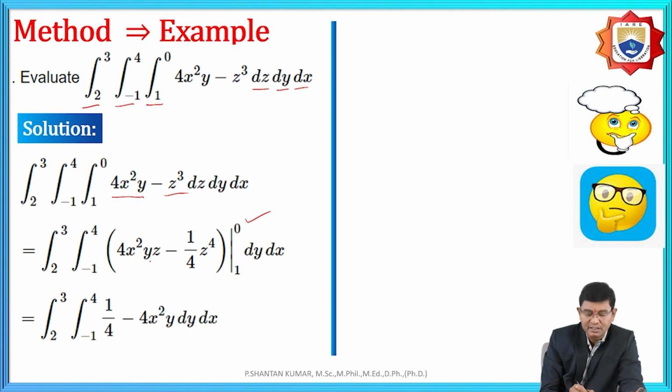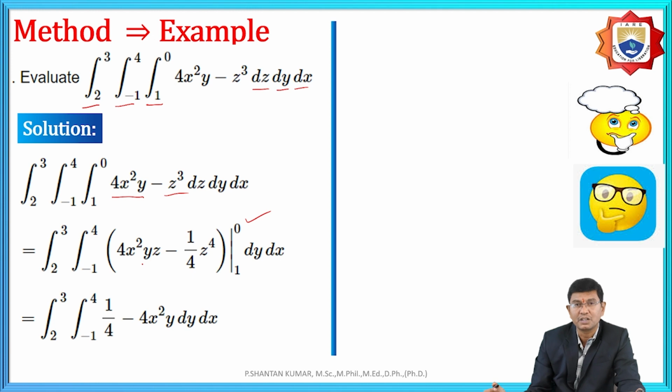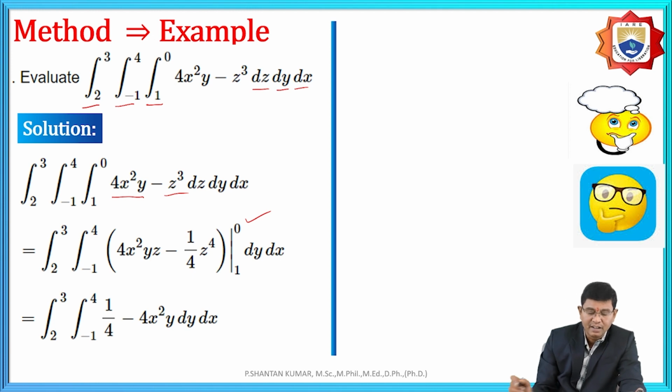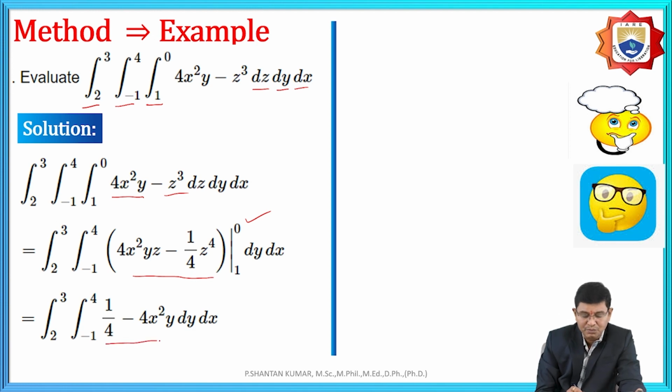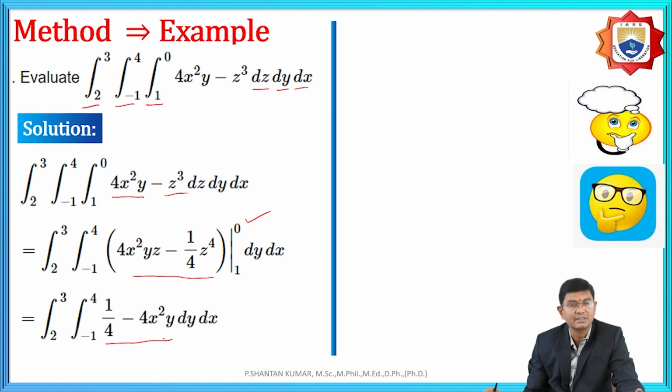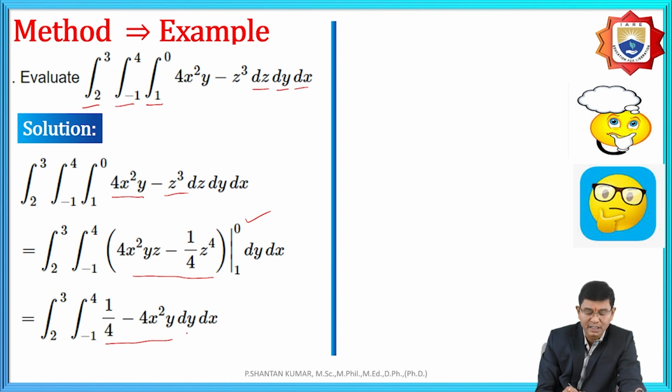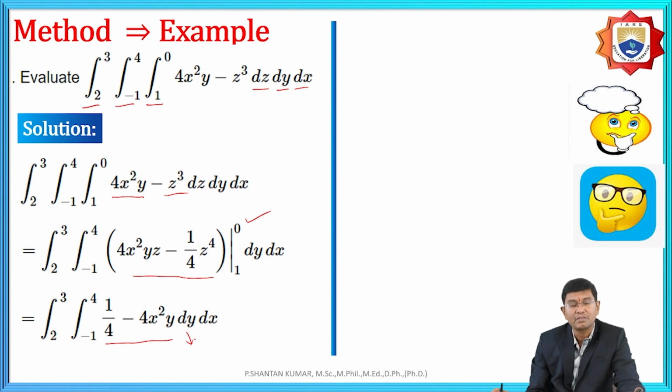The first one is z equals 0, which means the term is 0. And again, after replacing the upper and lower limits one by one, we obtain the integral of 1 by 4 minus 4x square y, dy dx. Now again, we need to integrate with respect to y, which is inside.